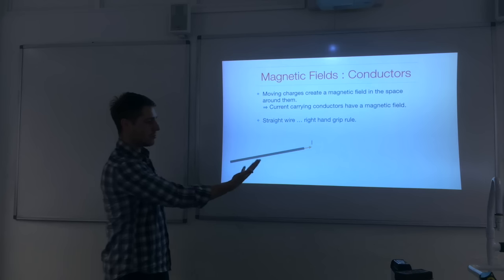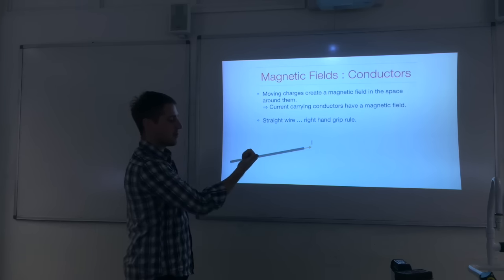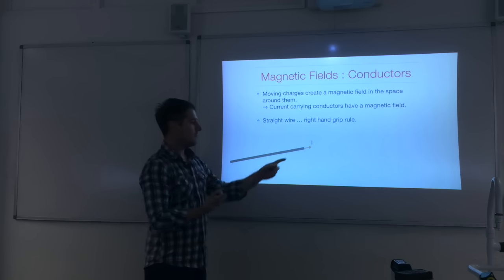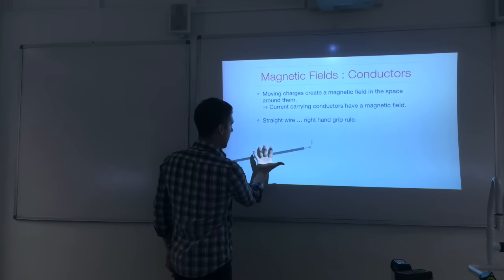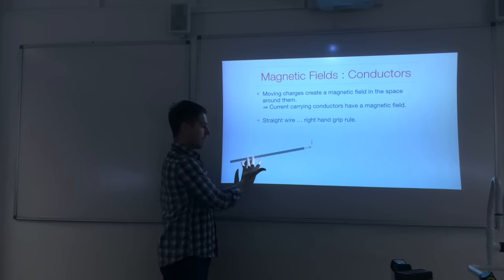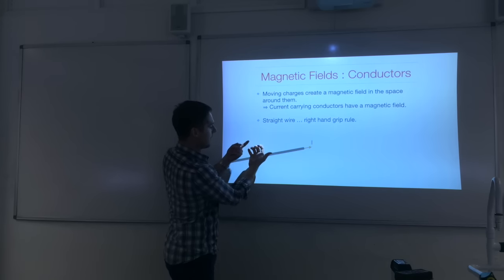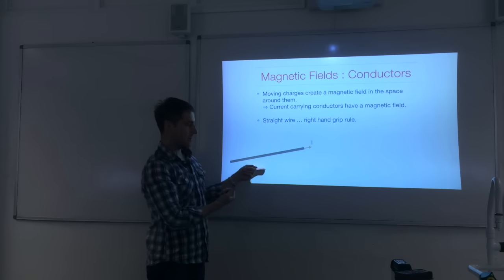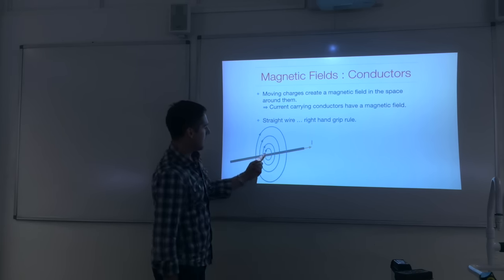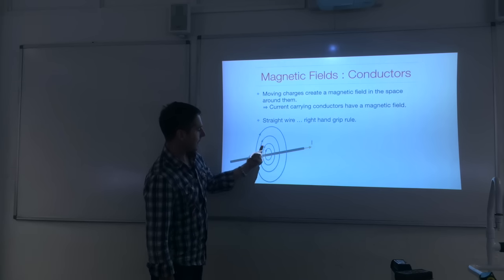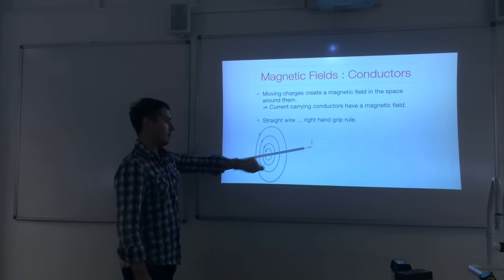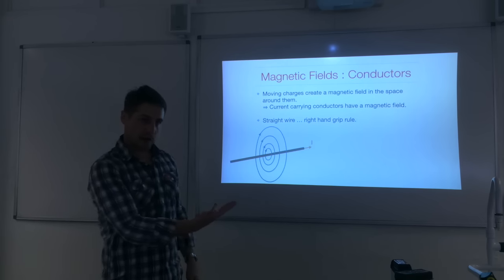In order to work out the direction, you need to use the right hand grip rule. You take your right hand and you make a grip like this. You align your thumb with the direction of the current, and your fingers indicate the direction that the magnetic field will go around the wire. So it's going to come out of the board on the top and into the board on the bottom, so the field would look like this. That's the right hand grip rule.